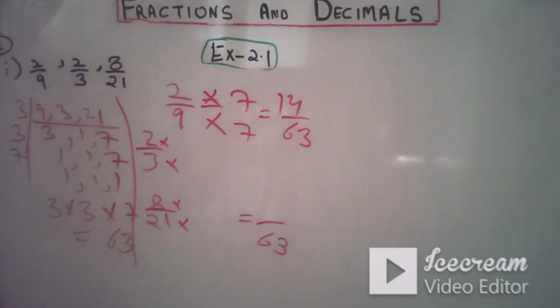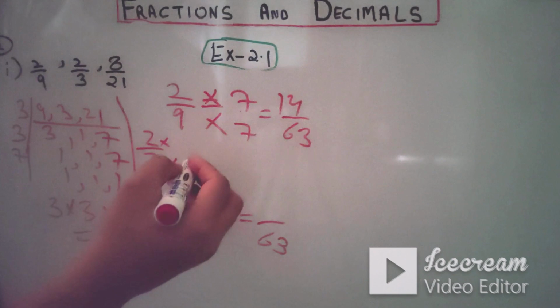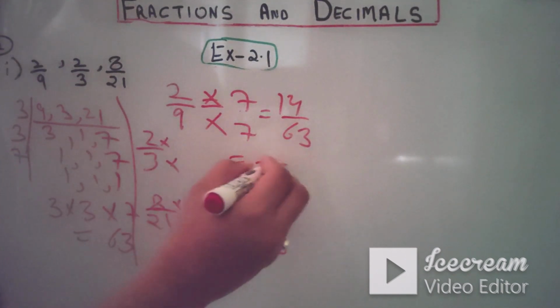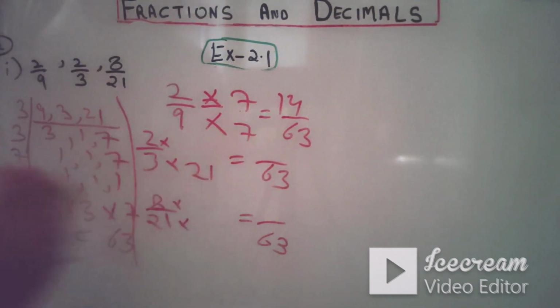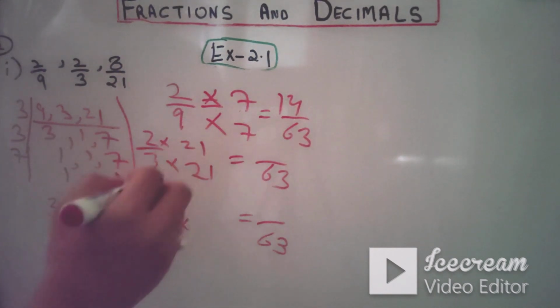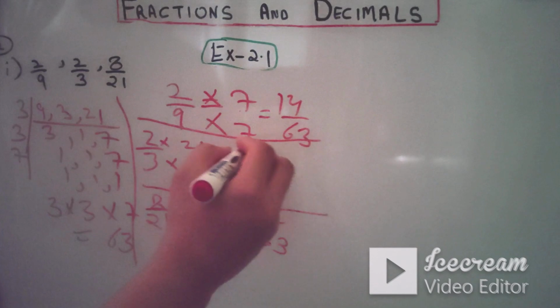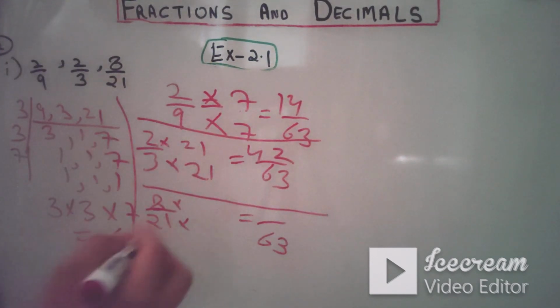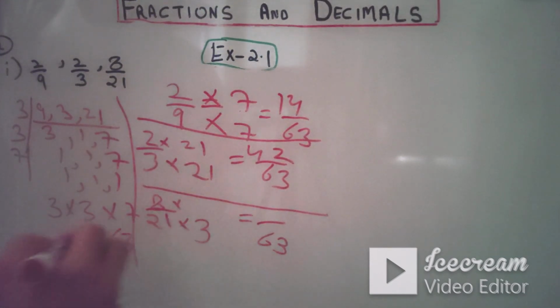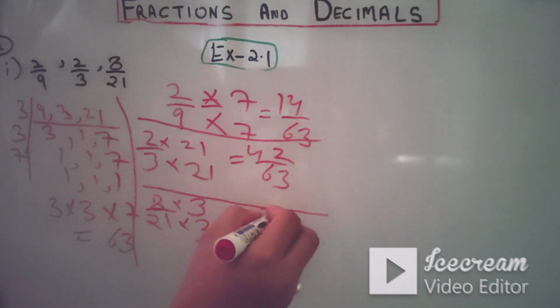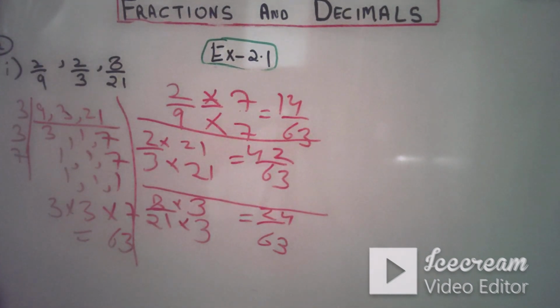This is 7 twos are 14, that means 14 upon 63, and 63 is here. We will multiply it by 21. Okay, so again 21 will be multiplied over there. See, so we got 42 here, and this 3 will multiply over here, so the answer will come 24 upon 63. So the fractions we got are 14 by 63, 42 by 63 and 24 by 63.